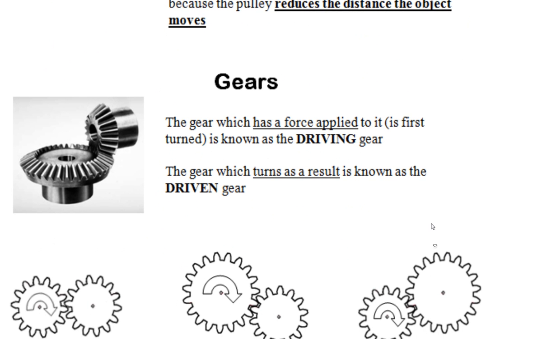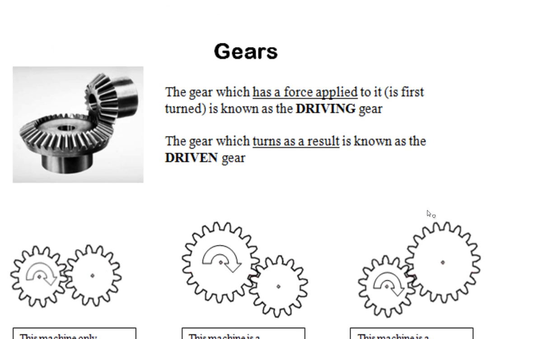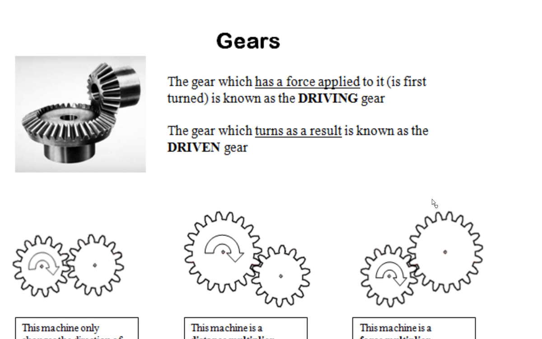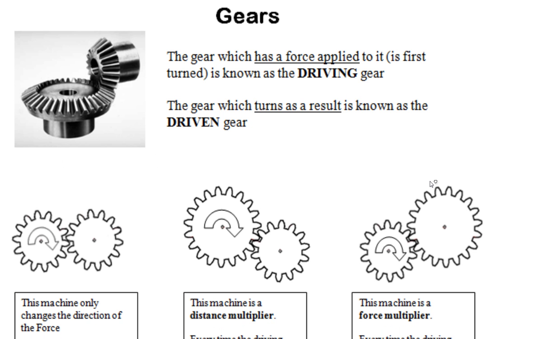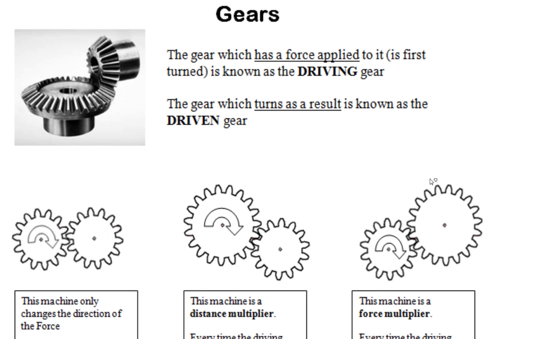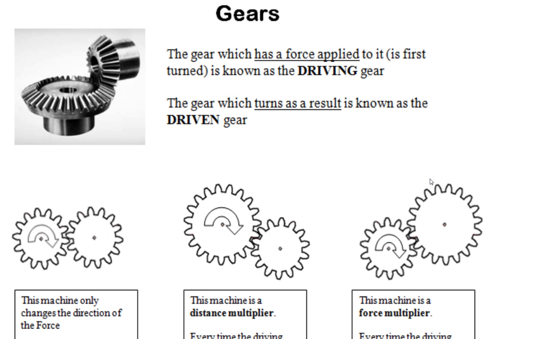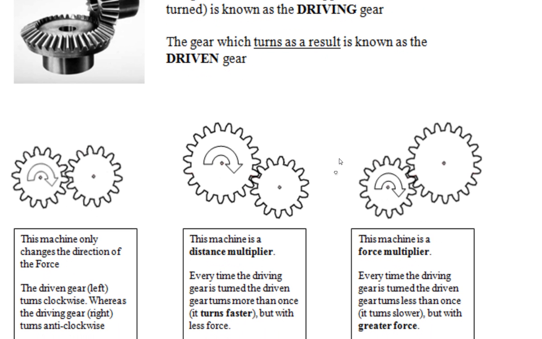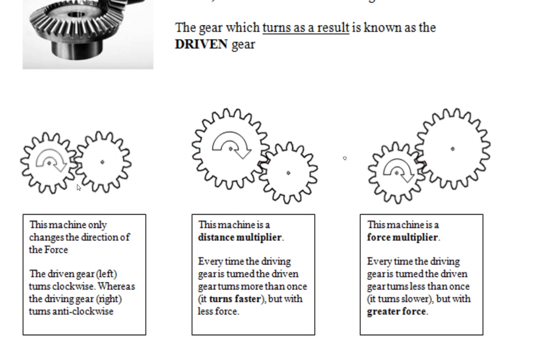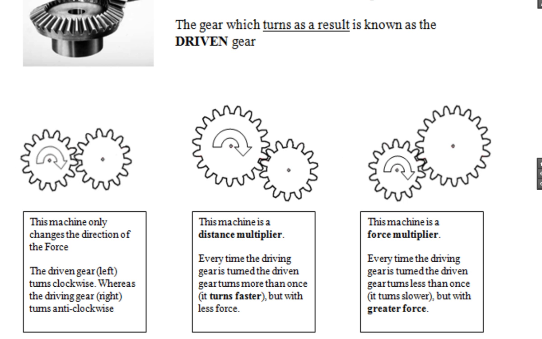So gears are basically like a toothed wheel. One wheel, which has a force applied to it, is what we call the driving gear. So it's the one we first turn, and the gear that turns as a result is called the driven gear. If we have a look at some examples here, they can actually be force or distance multipliers. The first one here doesn't actually do either.